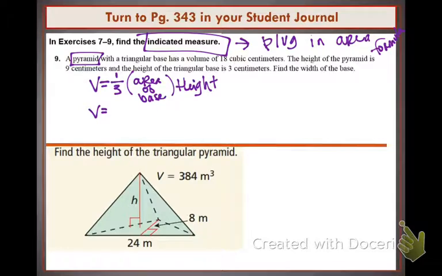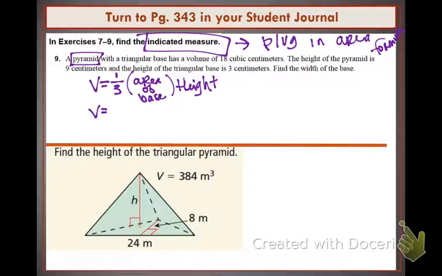All right, so we're just going to read the problem for a second. A pyramid with a triangular base has a volume of 18 cubic centimeters. The height of the pyramid is 9 centimeters, and the height of the triangular base is 3 centimeters. Find the width of the base.